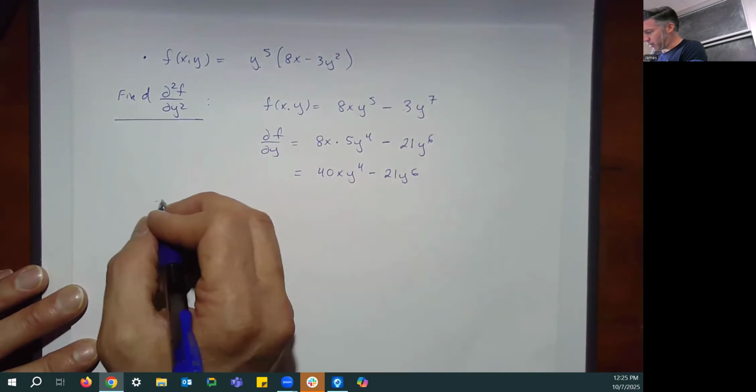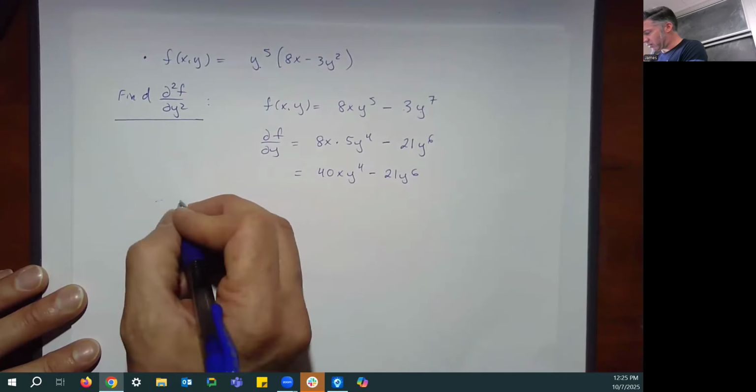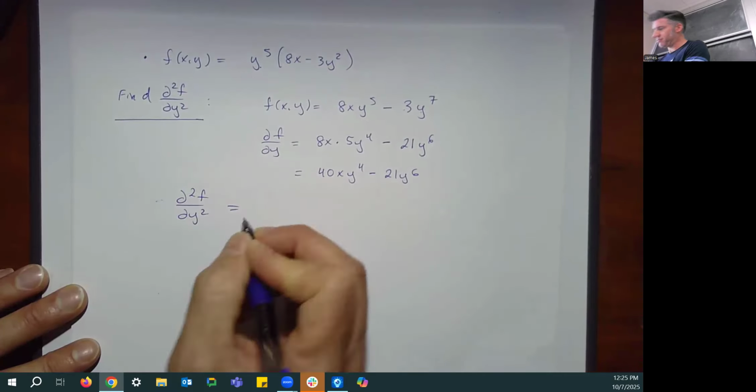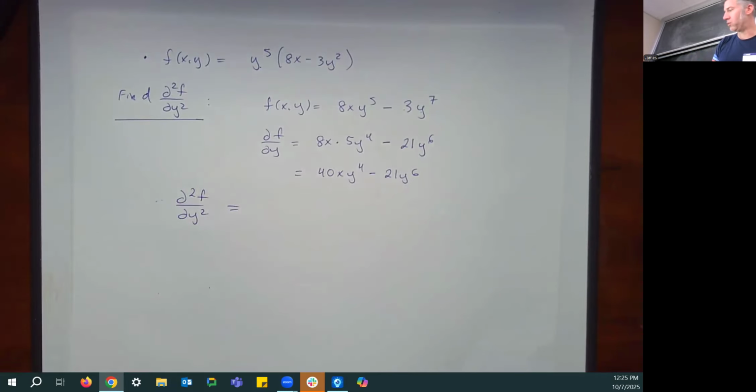Okay, why don't you all do the next part? Find the derivative of that with respect to y. So find your del squared f del y squared. Should not be too terrible at all. You don't have to do the simplification with the multiplication. You can just leave it as 40 times 4 or 21 times 6 if that's easier. Which you totally could do if you had to enter something like this in WeBWorK, right? If you didn't want to mentally calculate 21 times 6, you'd just write 21 times 6 times y to the whatever.